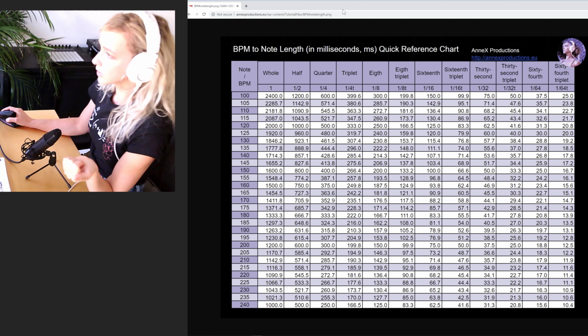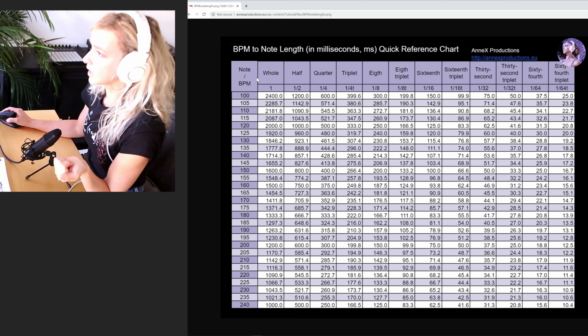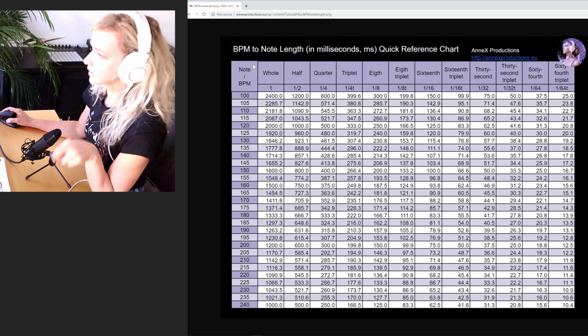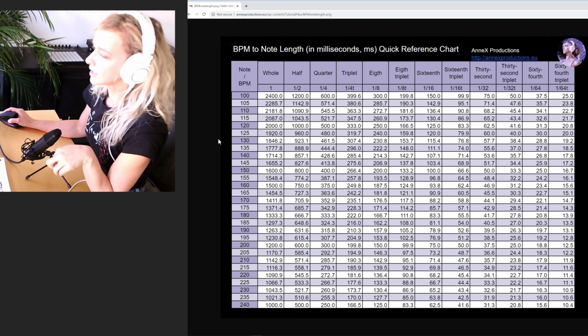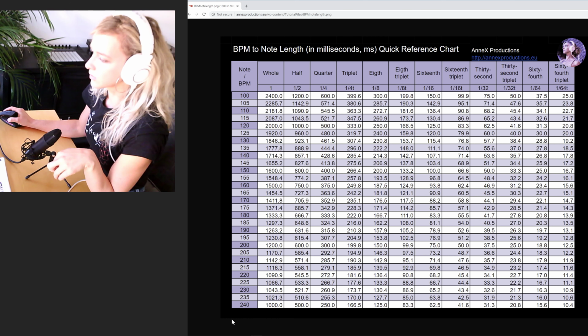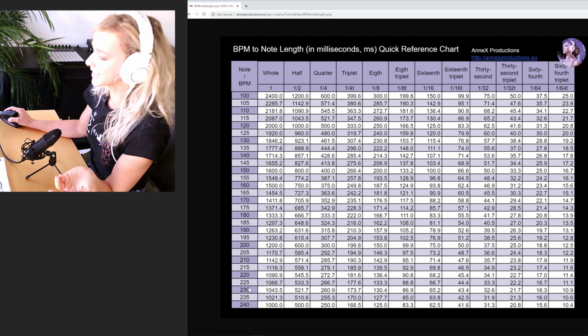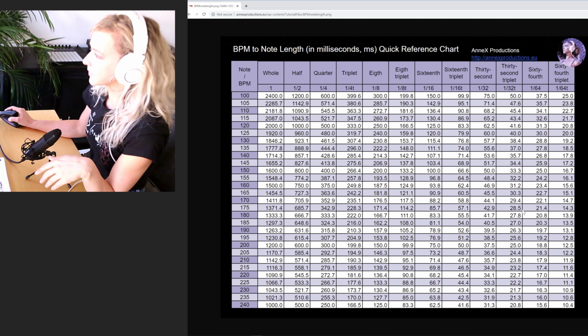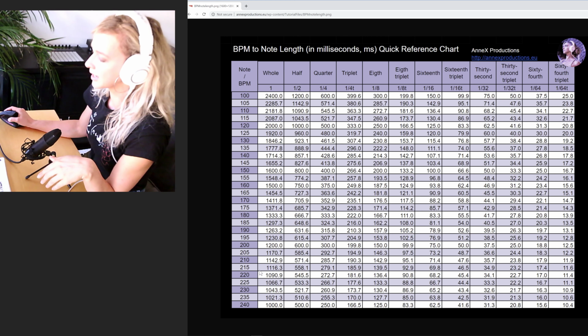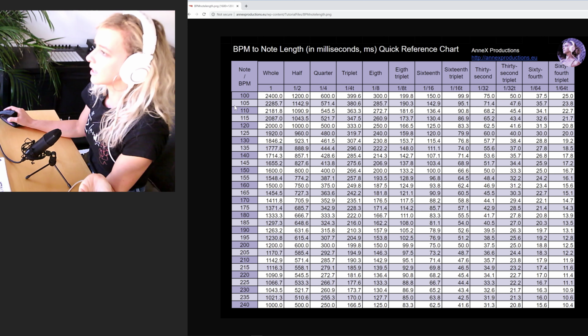So when we open this here, we have on the y-axis, the left-hand side, the first column, the beats per minute. So we have from 100 beats per minute to 240 beats per minute. And I also made this chart because there were none of these that went up to hardcore and Frenchcore BPMs. I would always have to multiply something or divide it to get to the tempo that I'm working in, but now it's good for everyone.